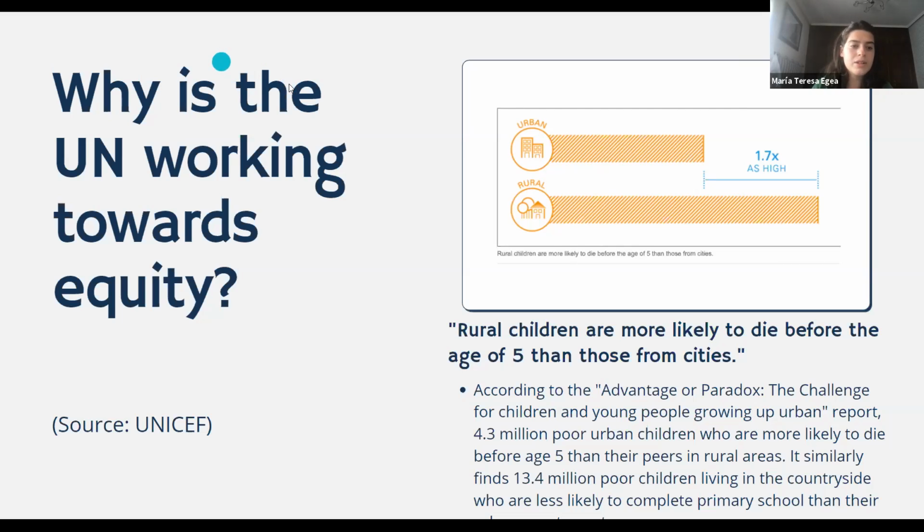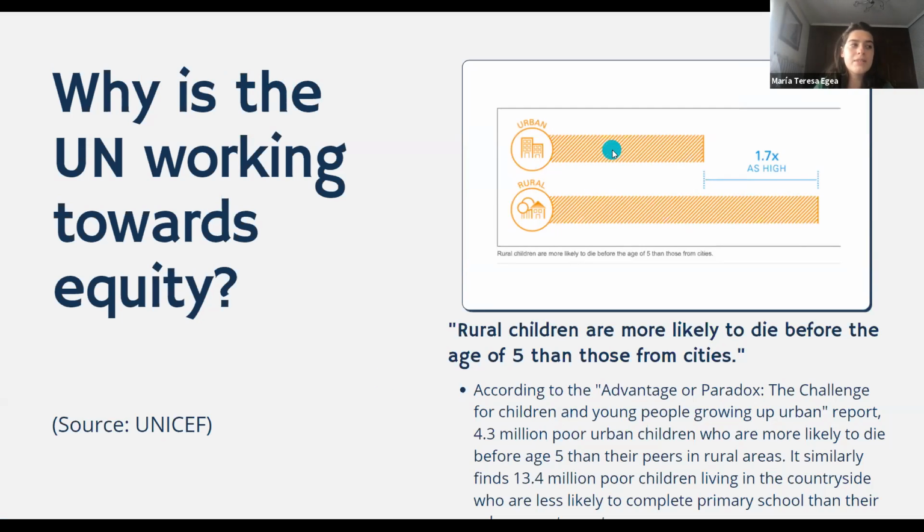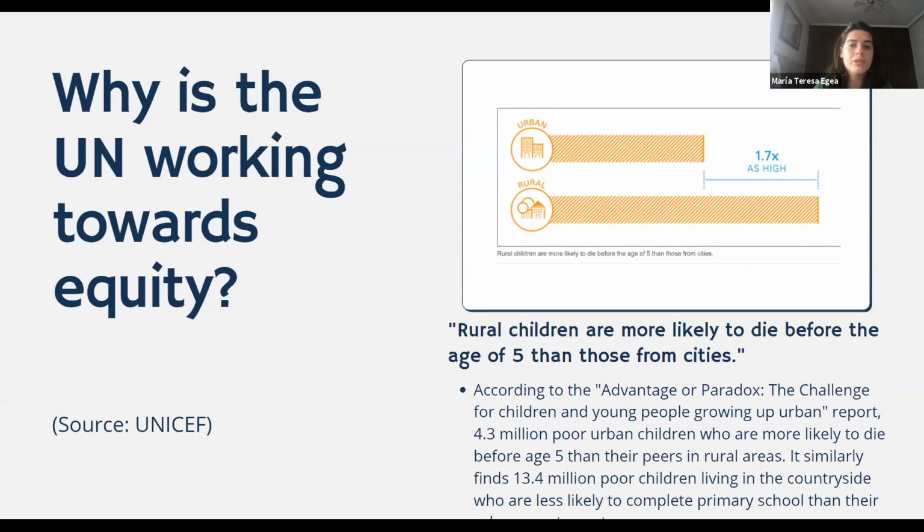And as we're going to be talking about later, this isn't the only disadvantage that rural children face. If you take that into context, this means that 13.4 million poor children living in the countryside are less likely to complete primary school than their urban counterparts. We're going to be looking at another example now.